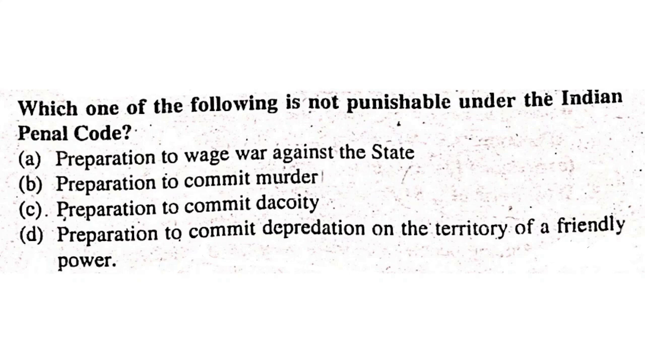Which one of the following is not punishable under the Indian Penal Code? Preparation to wage war against the state is punishable. Preparation to commit murder, but the murder is not done, it is not punishable. Preparation to commit dacoity is also punishable. Preparation to commit depredation on the territory of a friendly power is punishable. Preparation to commit murder is not punishable unless the murder is committed.